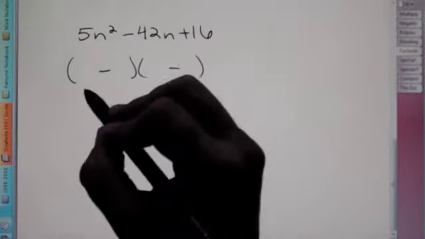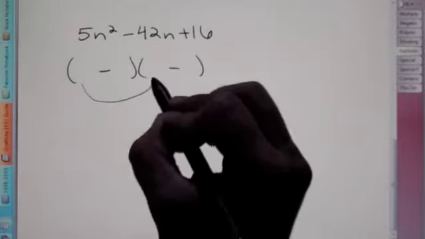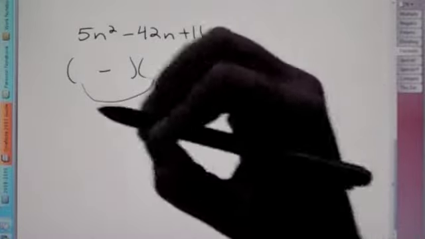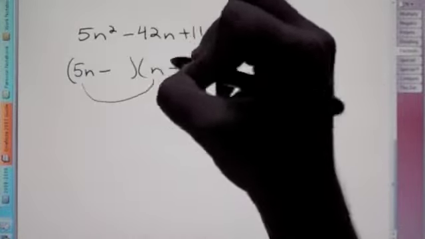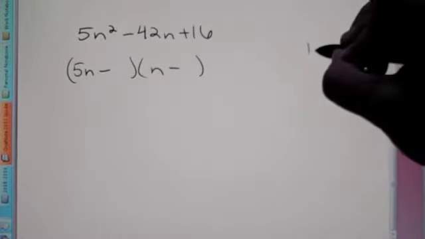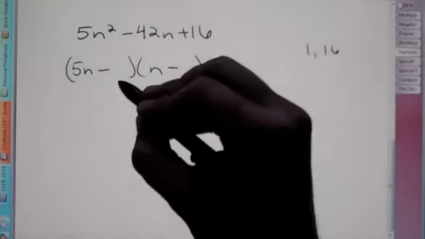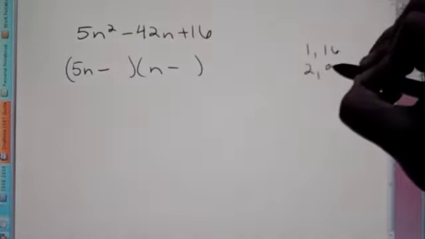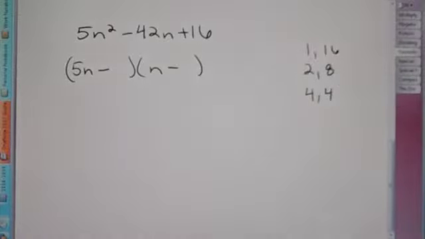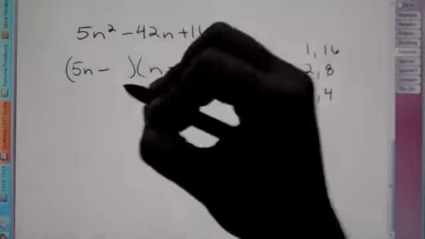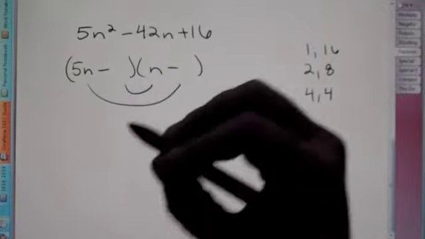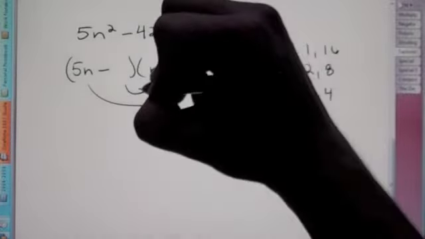Now this 5n squared is our first terms being multiplied. Well, fortunately, since it's a prime number, our only options are 5 times 1. So 5n times 1n. Okay? Now, here's the hard part. We have 1 and 16, to make our last term needs to multiply to equal 16, 2 and 8, or 4 and 4. But we have this 5 and 1 here, so this kind of makes things a little more difficult. So our outer and our inner term has to add up to 42. So we're going to just do some trial and error here.